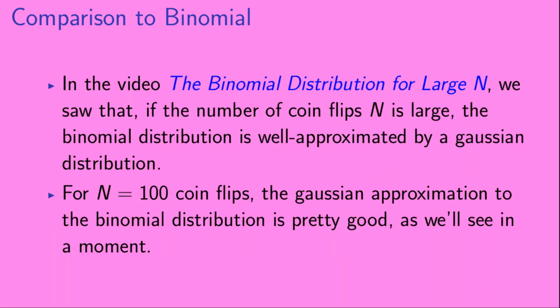In the video, The Binomial Distribution for Large N, we saw that if the number of coin flips n is large, the binomial distribution is well approximated by a Gaussian distribution. For n equals 100 coin flips, the Gaussian approximation to the binomial distribution is pretty good, as we'll see in a moment.